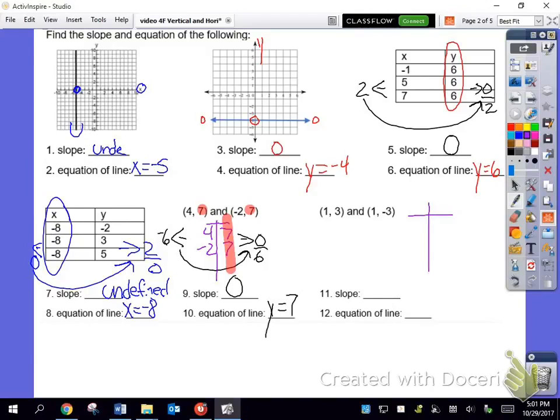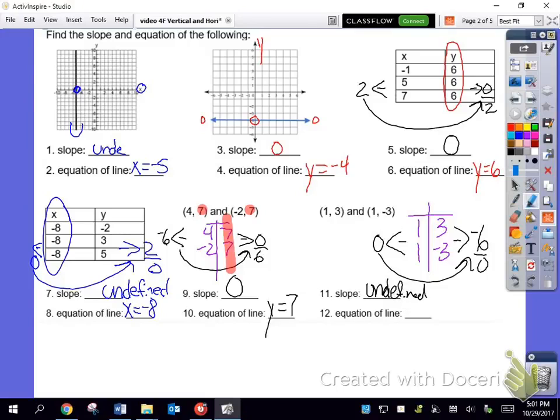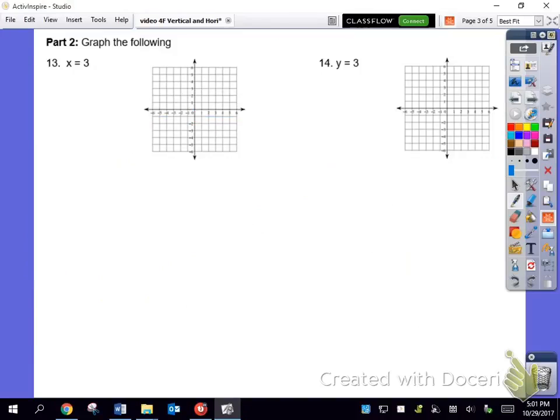If I set my t-chart on the next one, on 11 and 12, you got 1, 3, and 1, negative 3. And if I subtract, 1 minus 1 is 0, negative 3 minus 3 is negative 6. Swing it over, negative 6 divided by 0, that is undefined. And I have 1's that are the same, and this is the x column, so x equals 1. That's my equation.